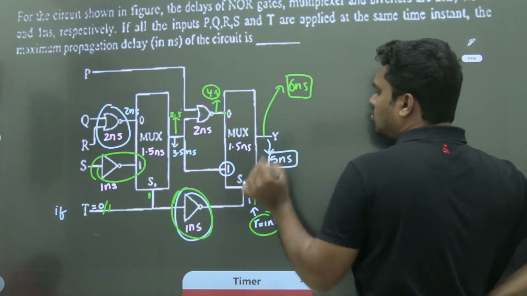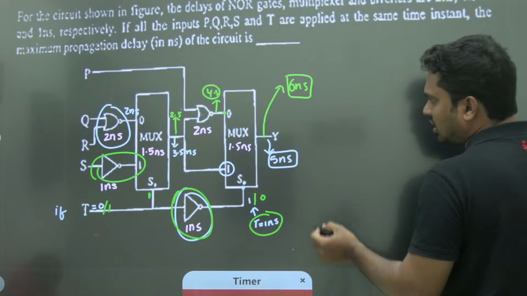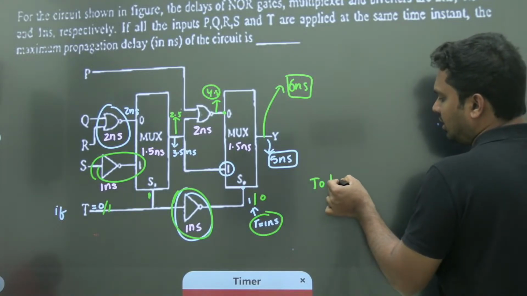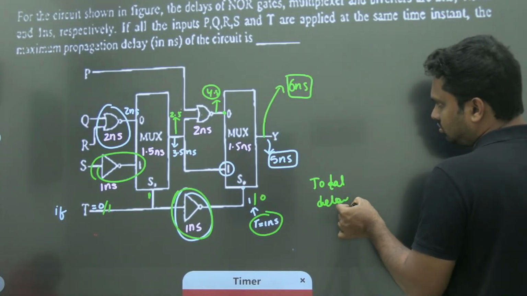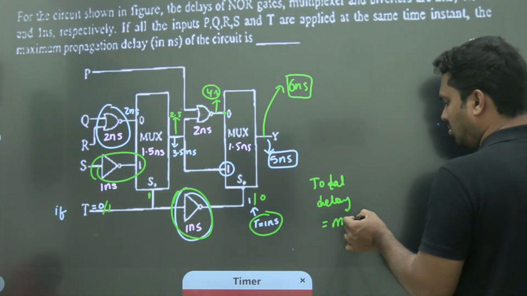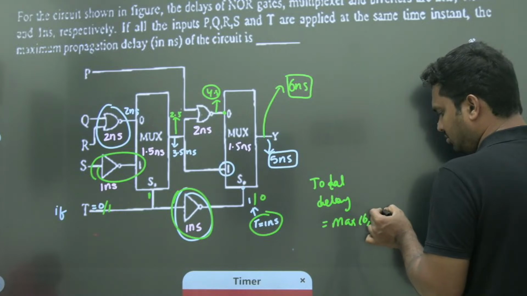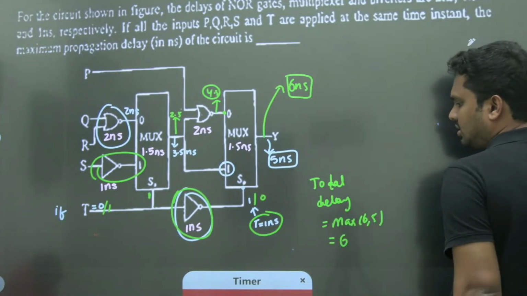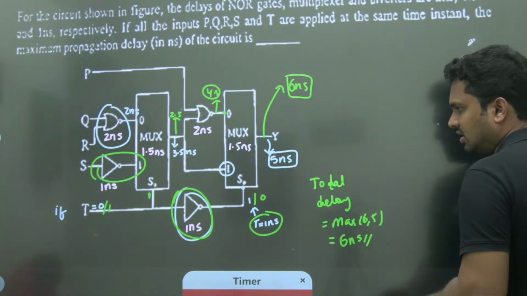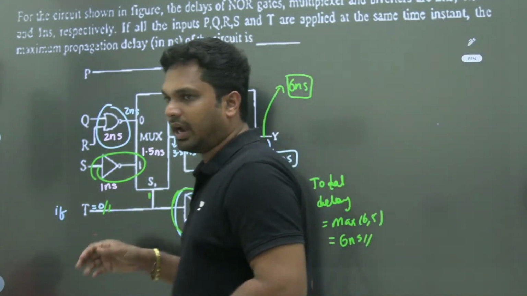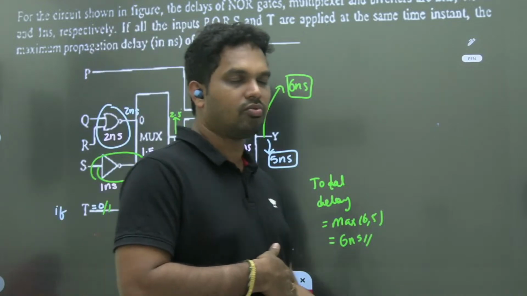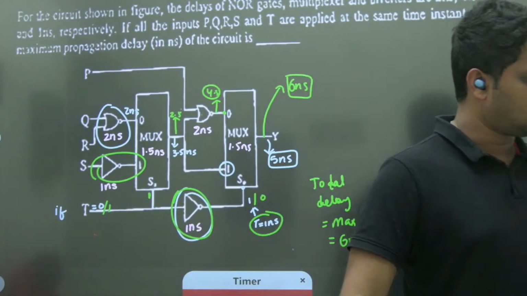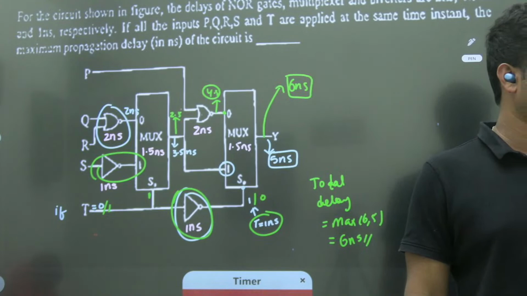So which one takes more time, 5 nanoseconds or 6 nanoseconds? The total delay will be equal to the maximum of 6 comma 5. 6 is the answer. Don't think 7 is the answer by blindly adding all of them. At any given time, only one part will be selected, either the 0 part or the 1 part. Okay? Chalo, let's move further.